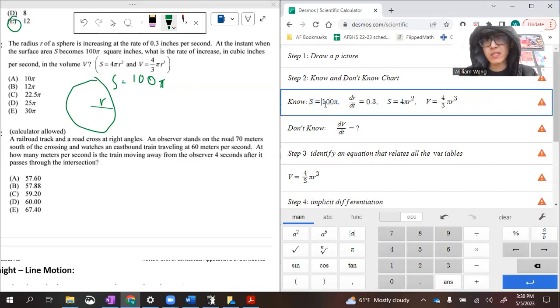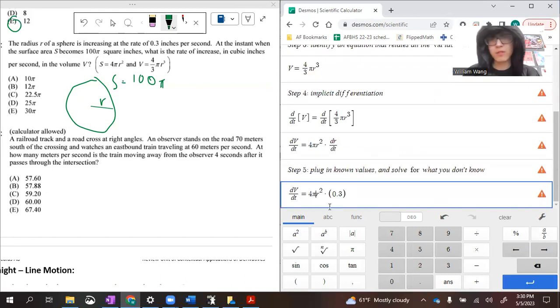Well, think about it this way. If s is 100 pi, that means this s here I can replace with 100 pi. That means I can solve for r here. And if you were to solve for r, you should get that r is equal to 5. Right? R is equal to 5. So you can write this down yourself. I would like for you to write this down yourself. Solve for the r here. You should get r is equal to 5. So actually, an additional thing you do know, it's just hidden, is that your radius is equal to 5. So radius is 5 here.